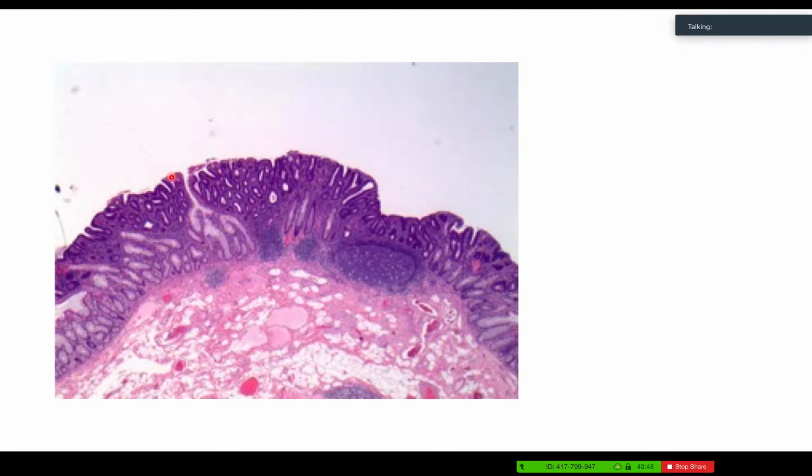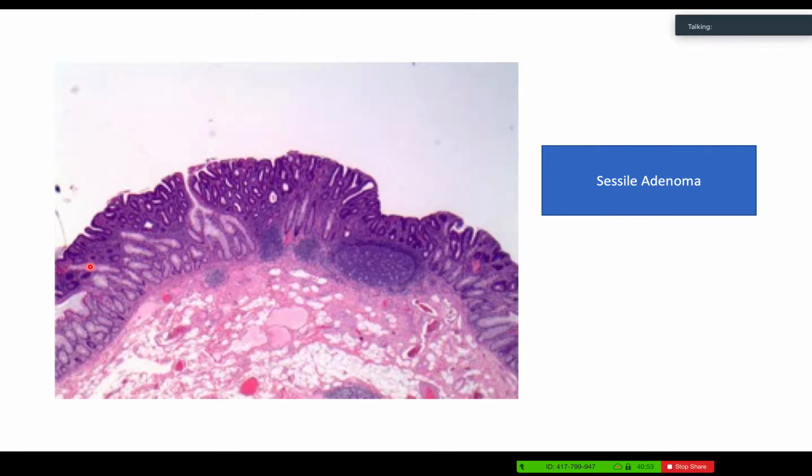And we can see that it's starting to grow over the remainder of the tissue, okay? And so this is going to be our sessile adenoma. It's completely flat, and we see some neoplastic cells, these dark cells.